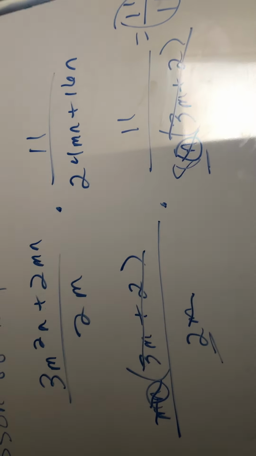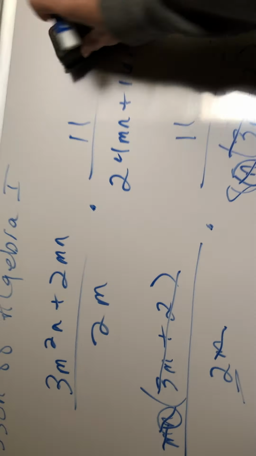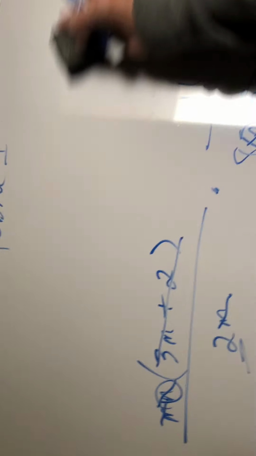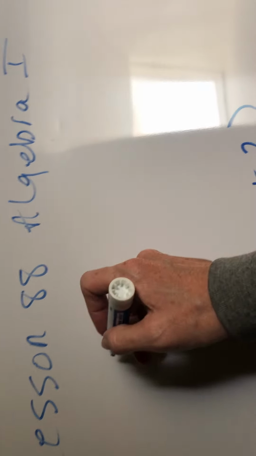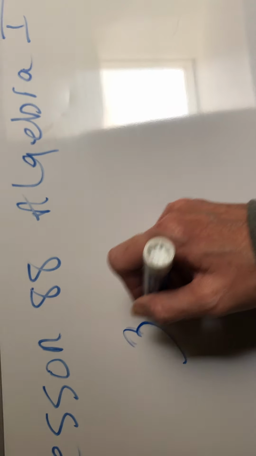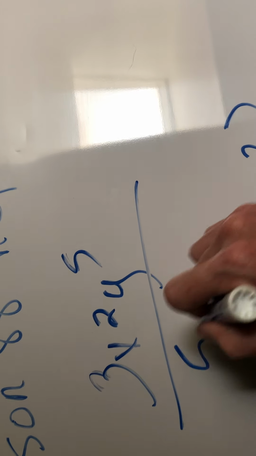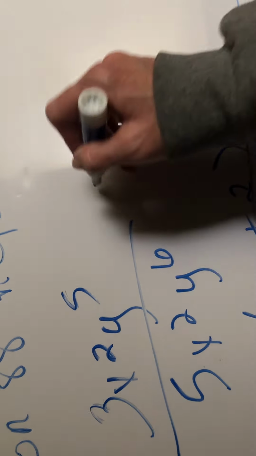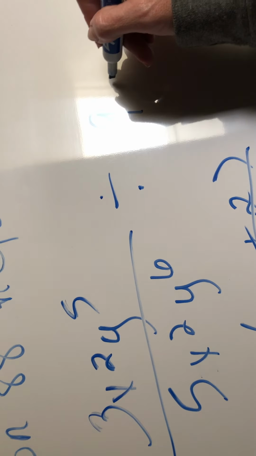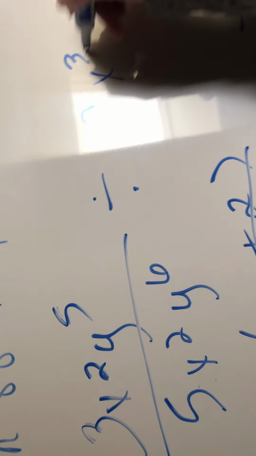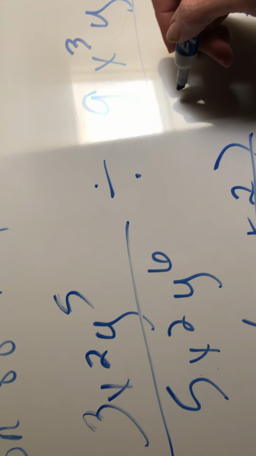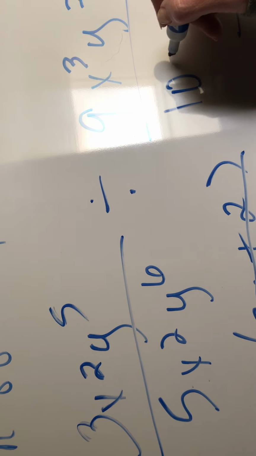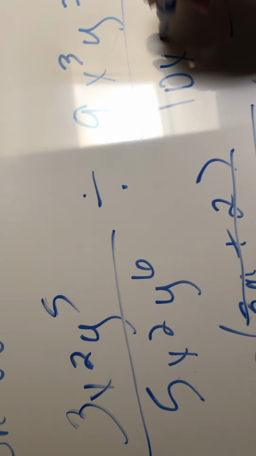Okay, now we can multiply them. The title was multiplying and dividing rational expressions. So now we're going to look at dividing rational expressions. And the only difference, guys, is you have to remember to flip that second fraction. So let's see. 3x squared y to the 5th over 5x squared y to the 6th divided by 9x cubed y squared over 10x y cubed.